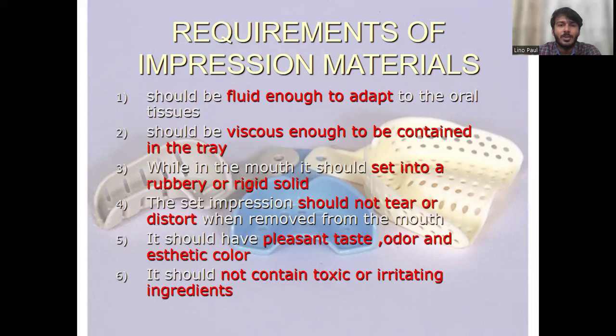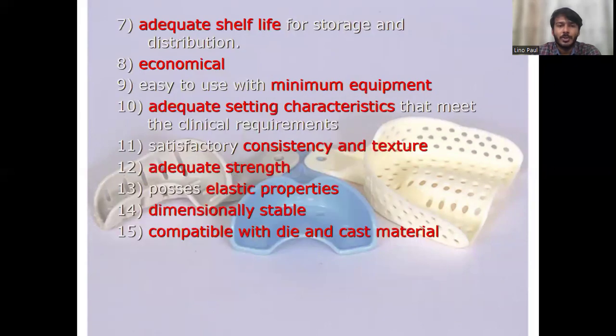Now the requirements of impression materials. There are various impression materials, and for impression material as a whole, these are the basic requirements. It should be fluid enough to adapt to the oral tissues, and viscous enough to be contained in the tray. While in the mouth, it should set into a rubbery or rigid solid form. The set impression should not tear or distort when removed from the mouth. It should have pleasant taste, odor, and aesthetic color. It should not contain toxic or irritating ingredients. It should have adequate shelf life for storage and distribution.